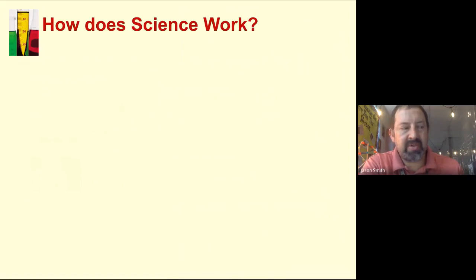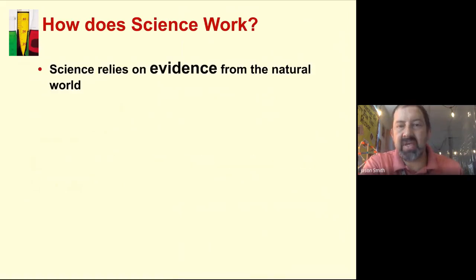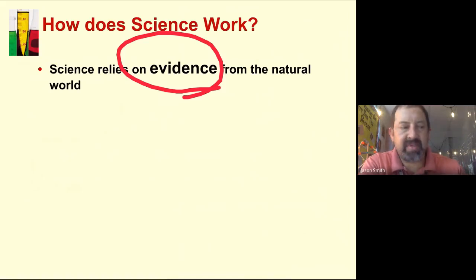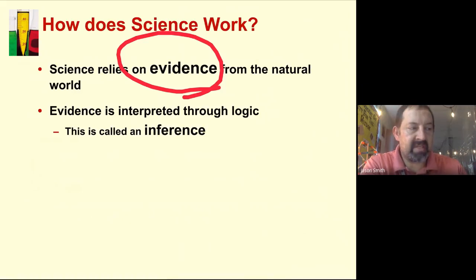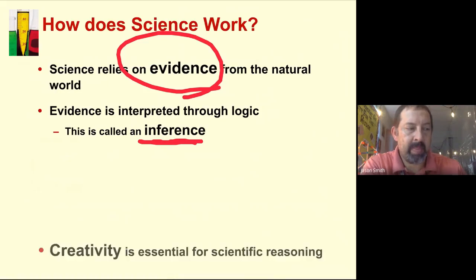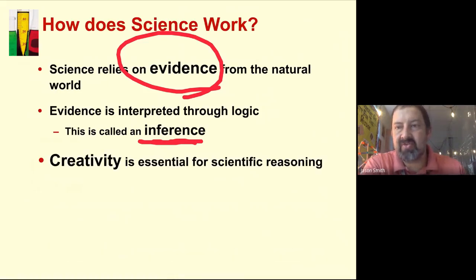So, how does science work? Well, science relies on evidence from the natural world. Okay, so this evidence, we actually look at what we have to prove that something is correct. The evidence is interpreted through logic. This is called an inference, and we've talked about this at the beginning of the year, inferences versus truth. And creativity is essential for scientific reasoning. We have to be creative in our thinking. We have to think outside the box sometimes to get to the answers that we're looking for.